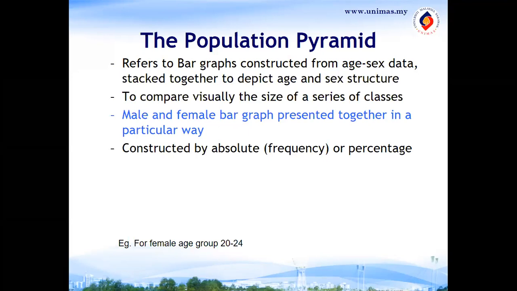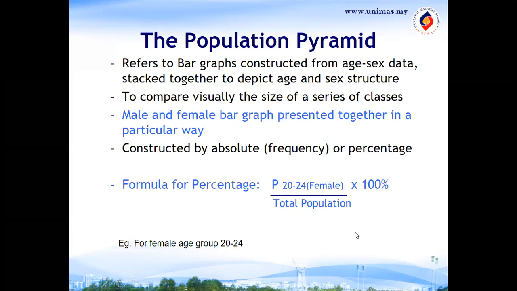You can use absolute frequency dan kita boleh juga gunakan percentage. Either way, it works. For example, for the age group of 20 to 24, this is how we do the calculation lah. Jadi for each categories umur ya, kita boleh buat calculation ya. For example, we want to know what is the percentage of female between the age of 20 to 24 ya, in the total population.